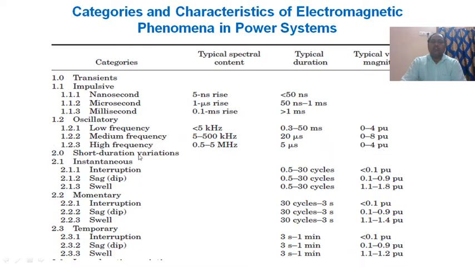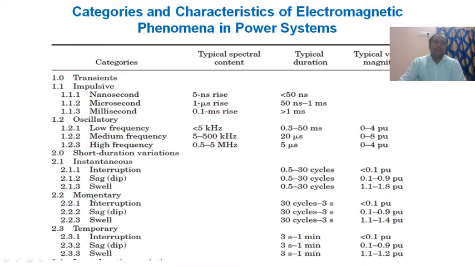In short duration variations, the first one is instantaneous. Instantaneous is divided into interruption, sag and swell. The typical duration is 0.5 to 30 cycles for interruption, sag and swell, with no change in duration. But the typical voltage magnitudes are less than 0.1 per unit for interruption, 0.1 to 0.9 per unit for sag, and 1.1 to 1.8 for swell.